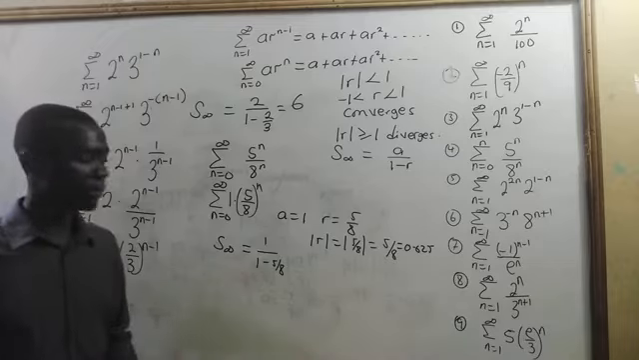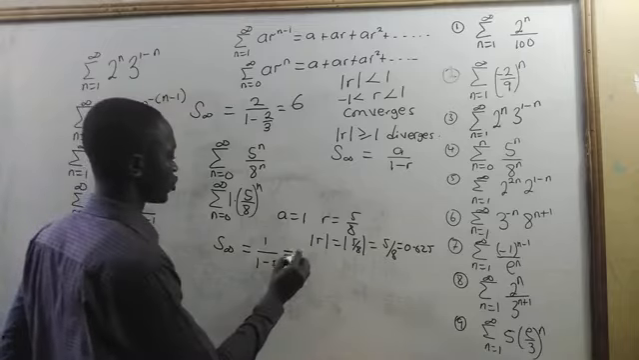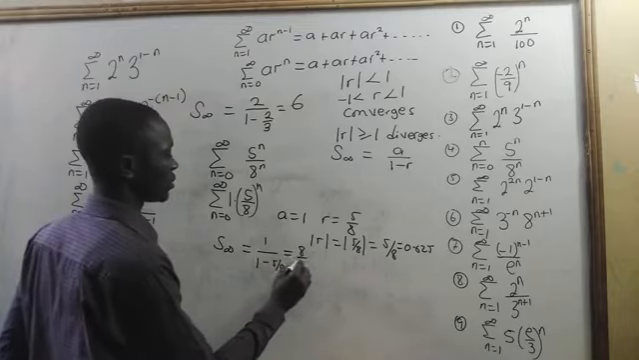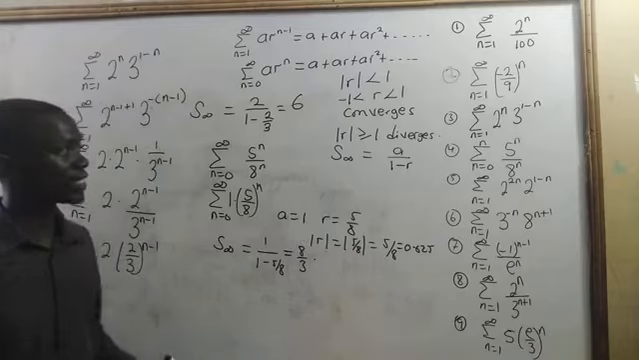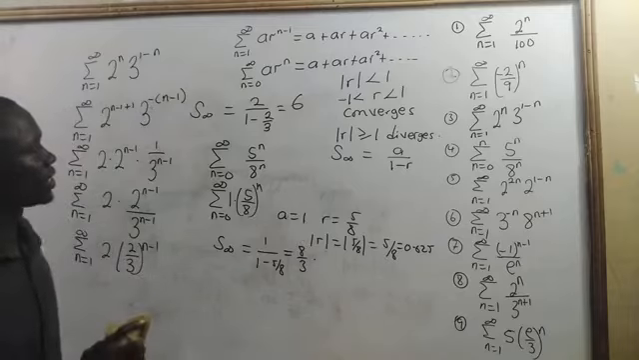Wow, and that is 8 on 3. So here the series converges to 8 on 3. Very simple as that. Now let's check the fifth one.